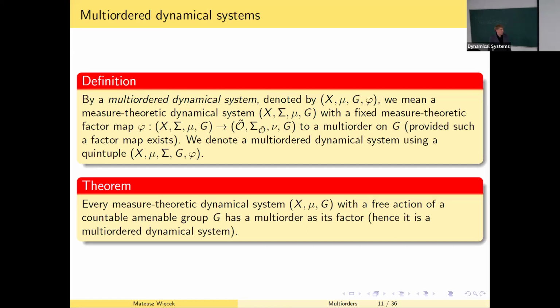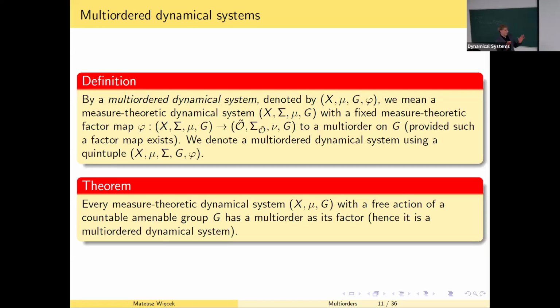It is similar to the fact that for any free action, for example a topological free action, we have a guarantee that there exists a tiling system which is a factor of this action, but for non-free actions we can only get a quasi-tiling system. So it is somehow related to this fact. But I do not have a specific example of a non-free action which does not have a multiorder as its factor.